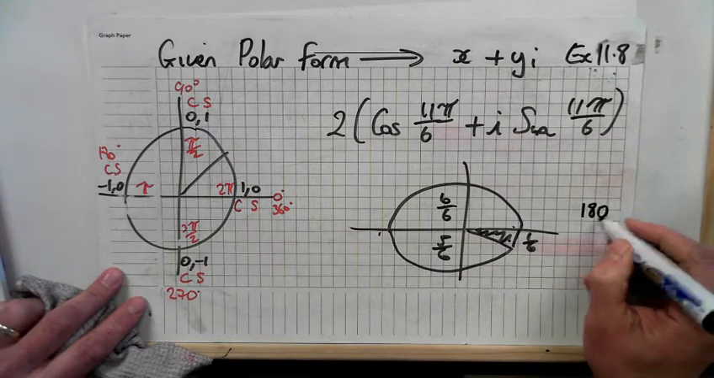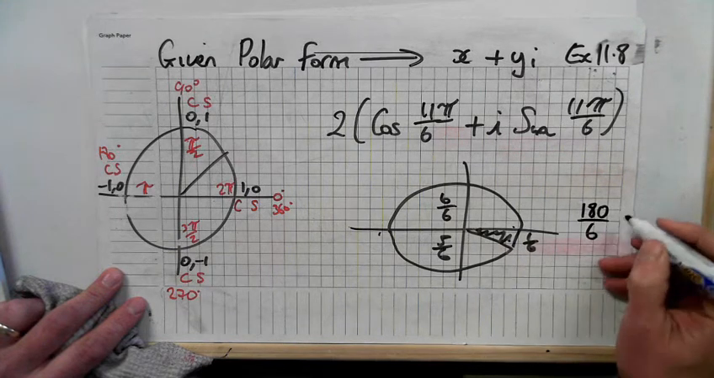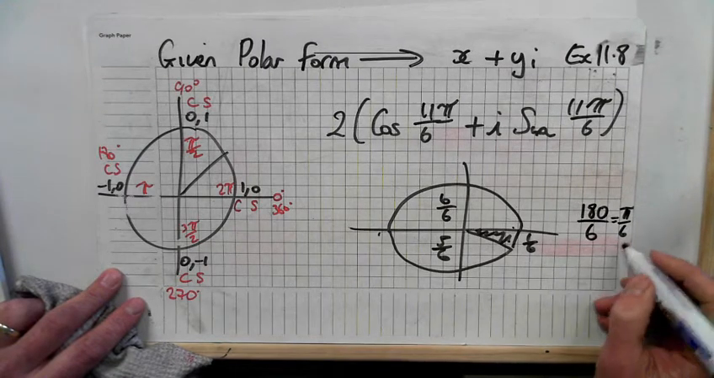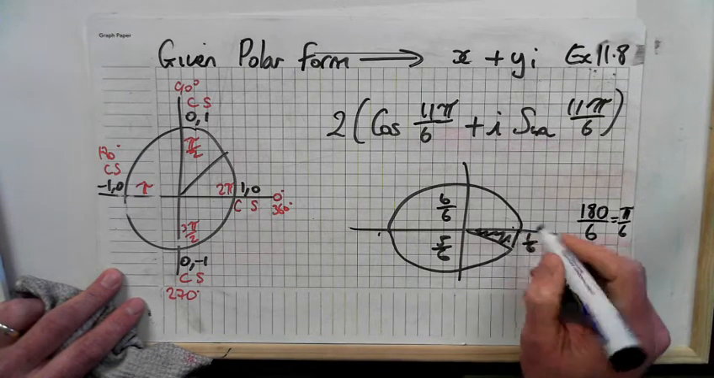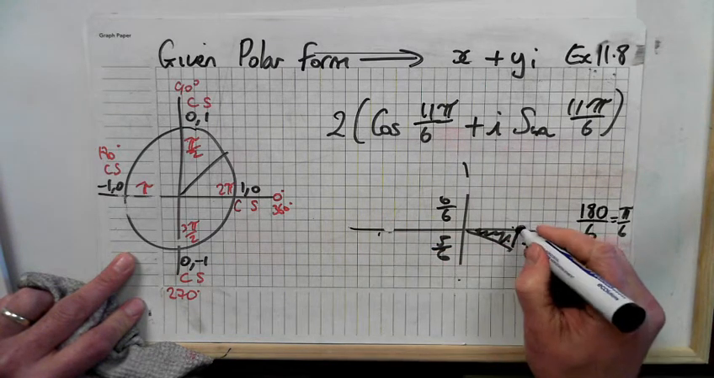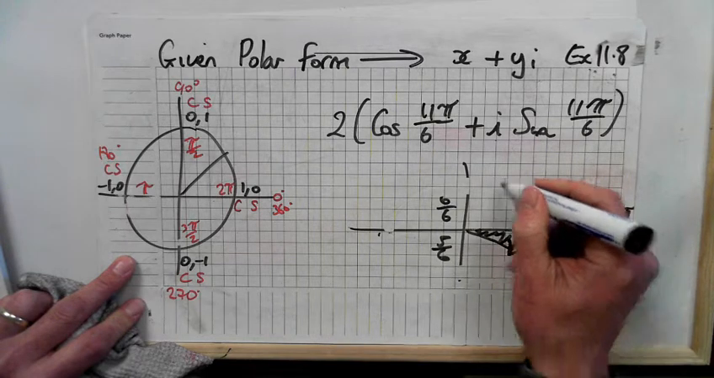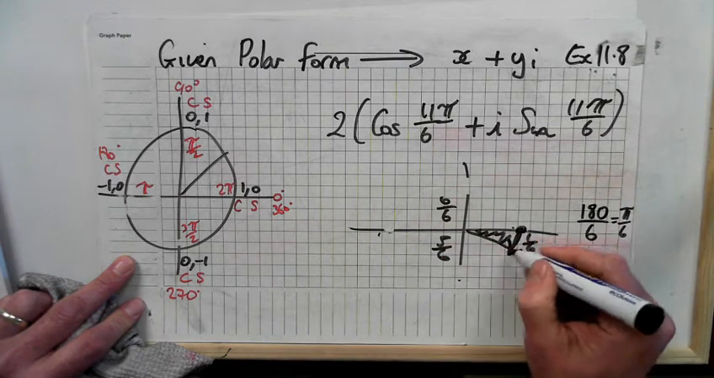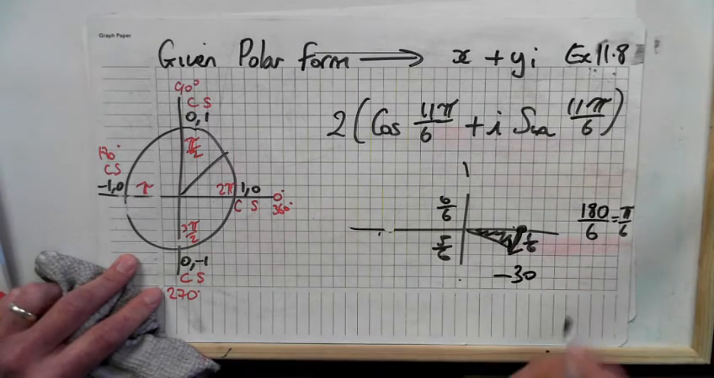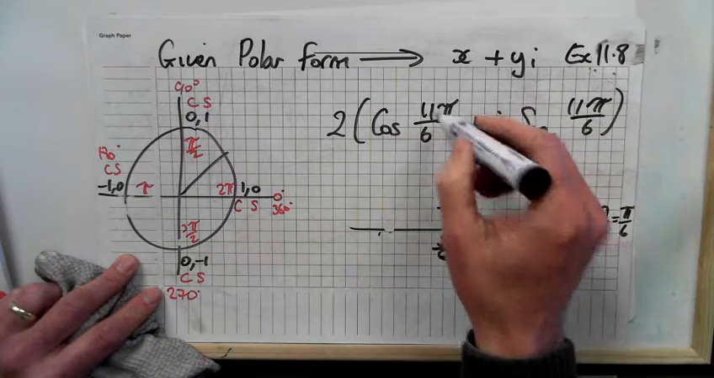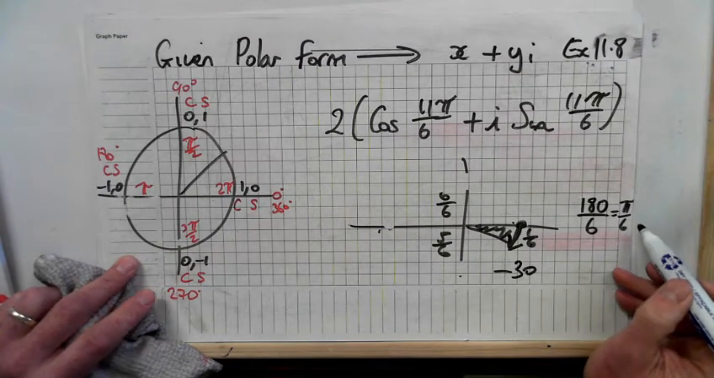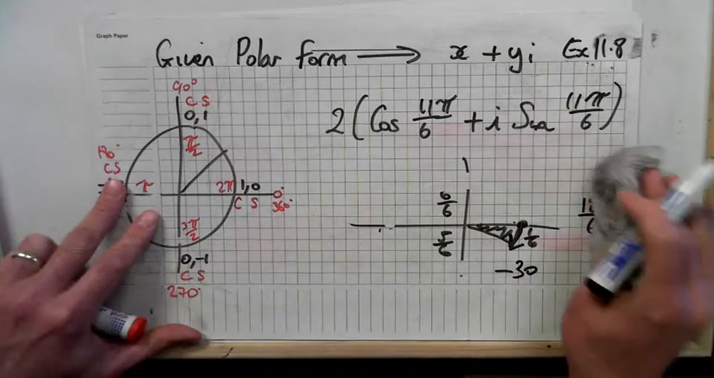Another way of writing that: 180/6 is the same as pi/6. If we forget about this part of the angle, and start here and go in this direction, that's the plus direction. So this would be a minus direction. So this would be minus 30. I can replace this with minus 30, or with minus pi/6.